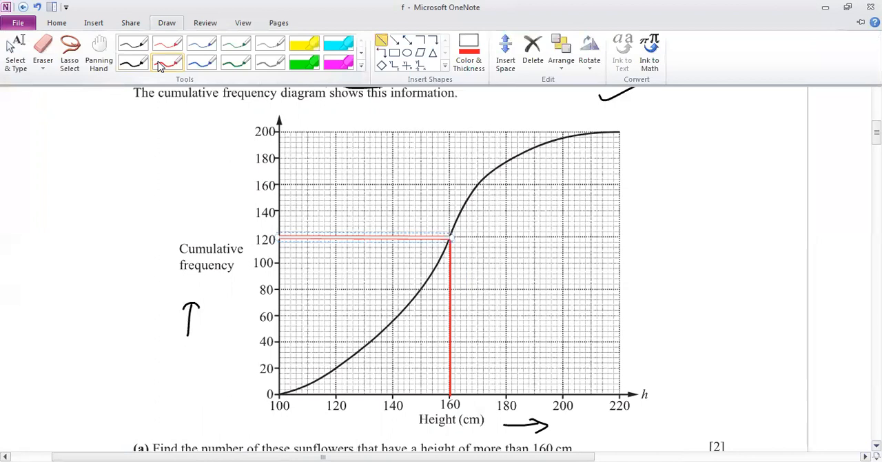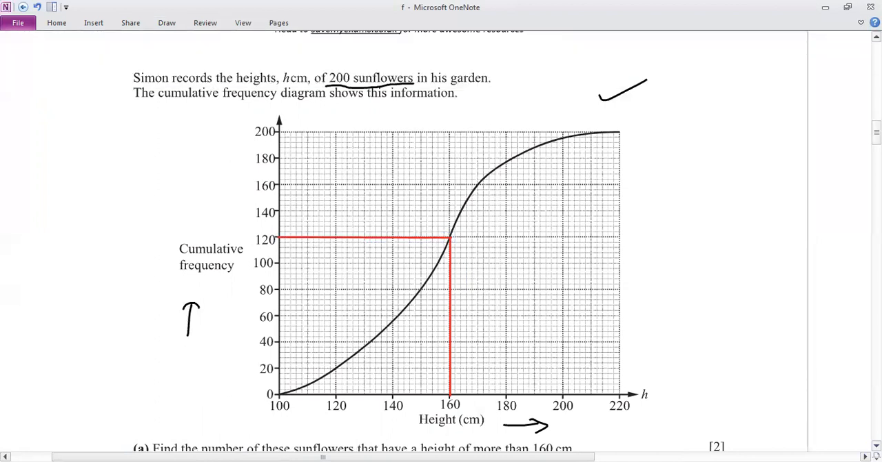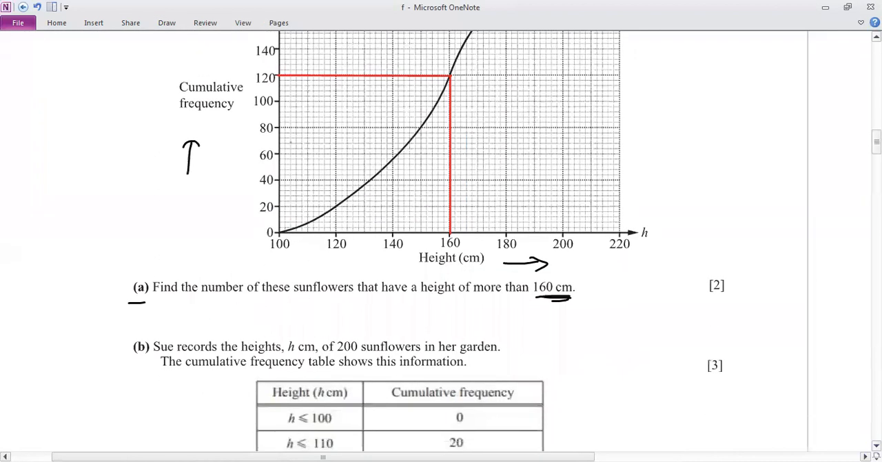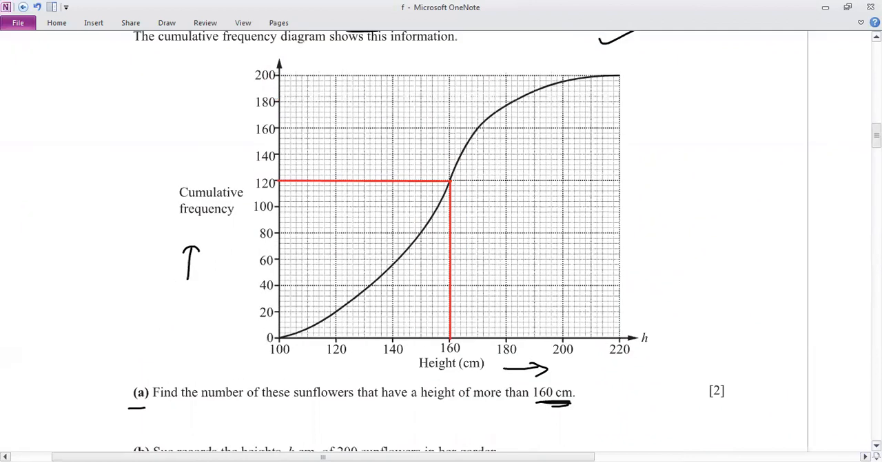It means it will be 120. The number of sunflowers are 120, sorry, no, not 120. We have to go for more than 160. No, all these are more than 160. It means all these are more than 160. So how many are total?